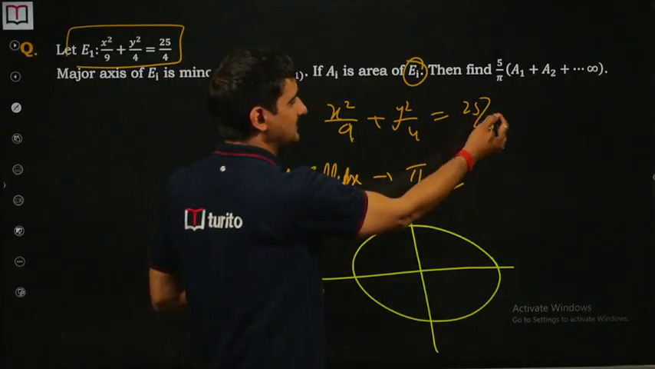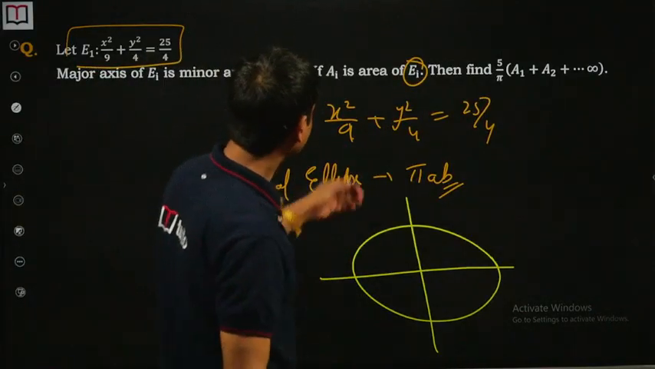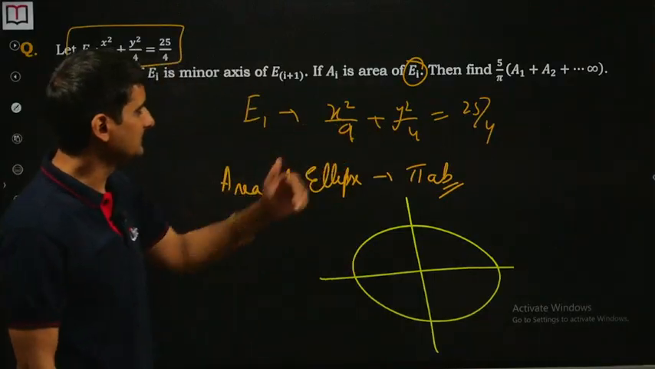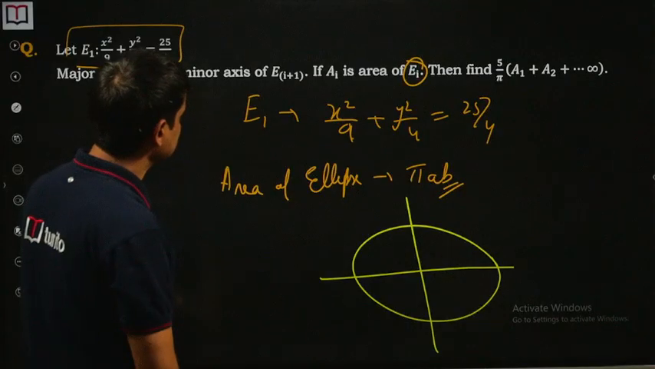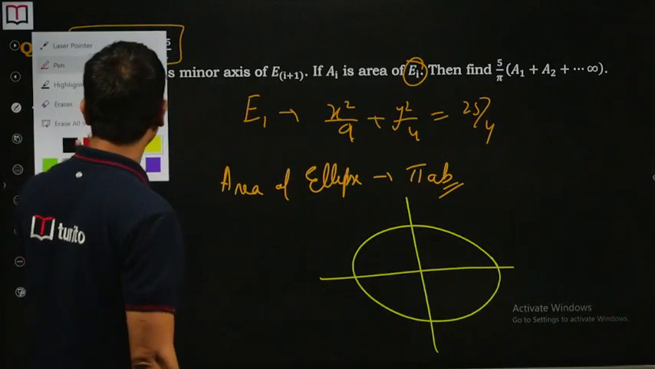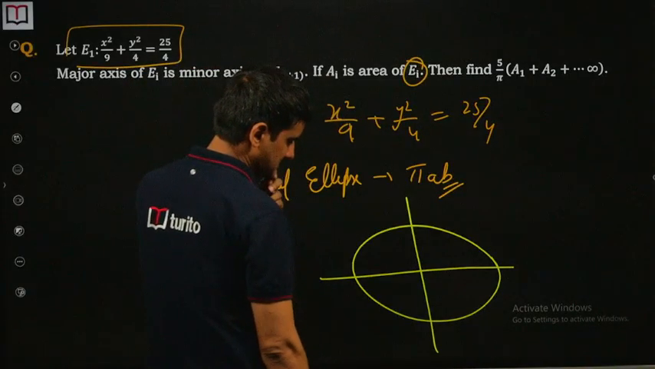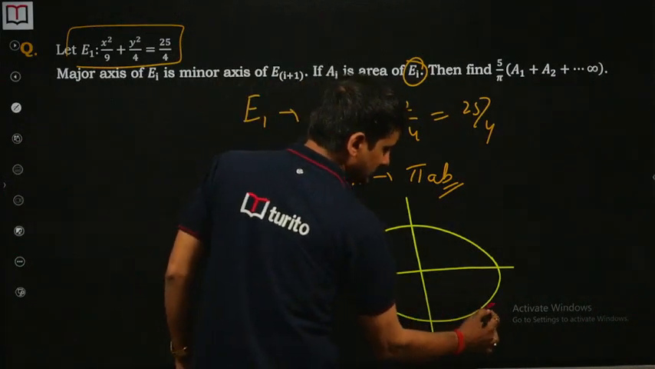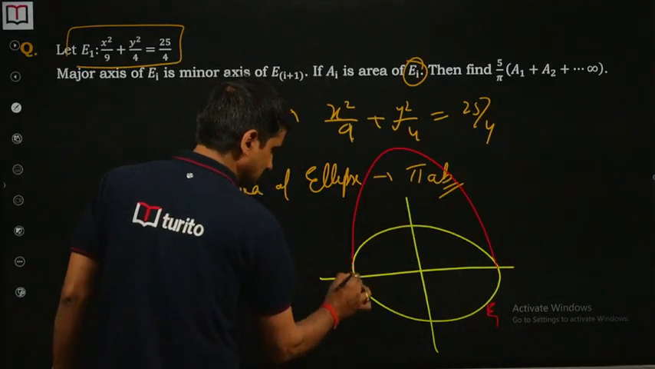Of course we can divide both sides by 25 by 4 and get it. Not a problem. So it will be 225 by 4 and it will be 25. That's it. But the major axis is the minor axis of Ei plus 1. Major axis is the minor axis. No. If this is E1, then that means E2 has to be bigger than this.